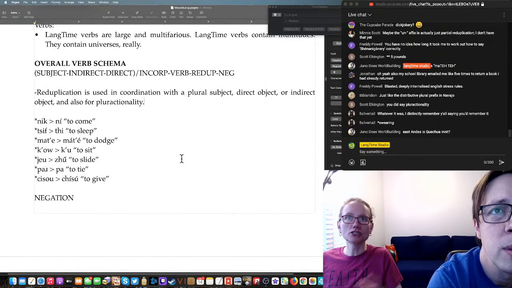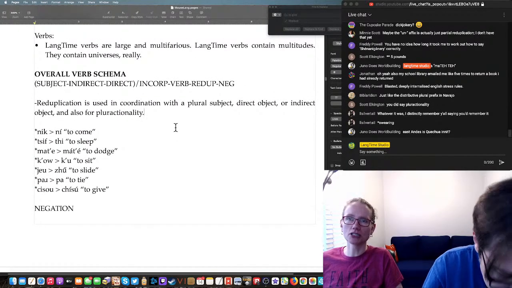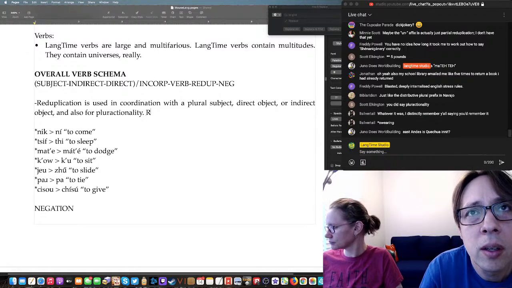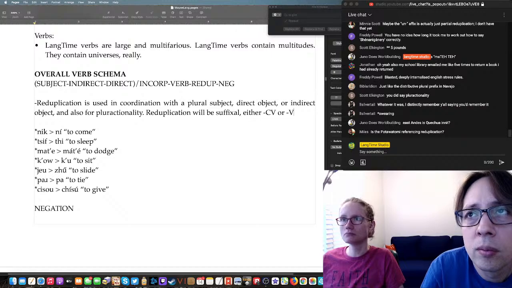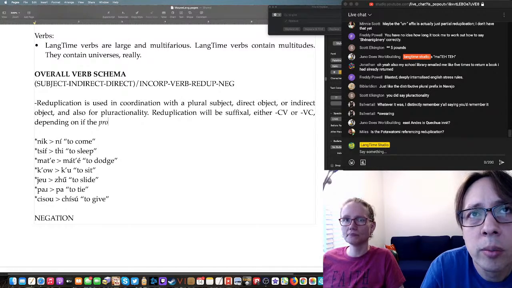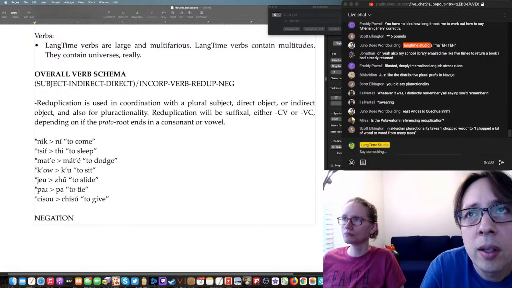Excellent. Do you want to also write that it's going to be a simple final syllable reduplication with dissimilating tone? Okay. Reduplication will be suffixal, either CV or VC, depending on if the proto root ends in a consonant or a vowel. And the tone will dissimilate.